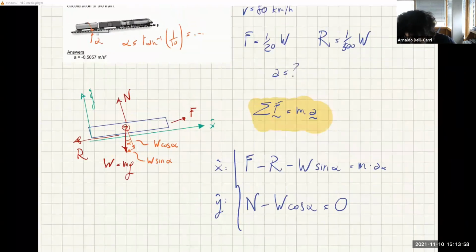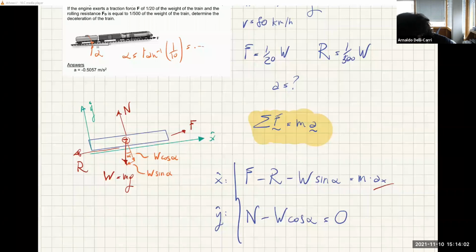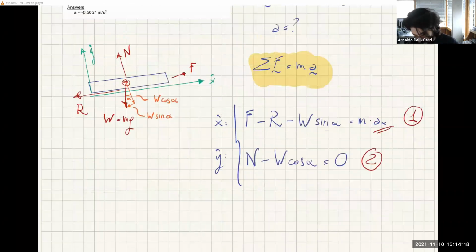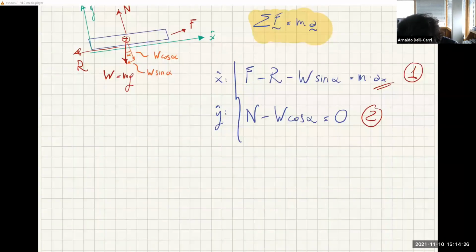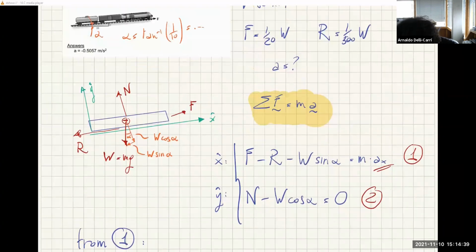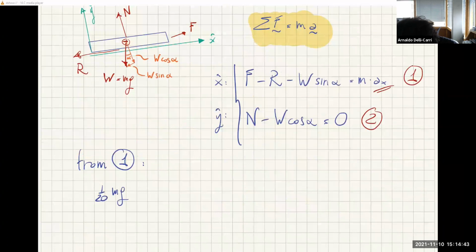Now, the only information that we want is this one. Therefore, we'll just say that this is equation 1. This is equation 2. We don't need equation 2 because equation 2 just tells us how much is the normal force. But taking advantage of the fact that F is this and R is this, from equation 1, we have 1/20th of W, 1/20th of mg, minus 1/500th of mg, minus mg sine of alpha equals mass times acceleration along x.